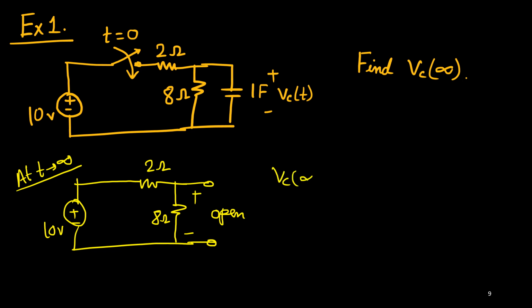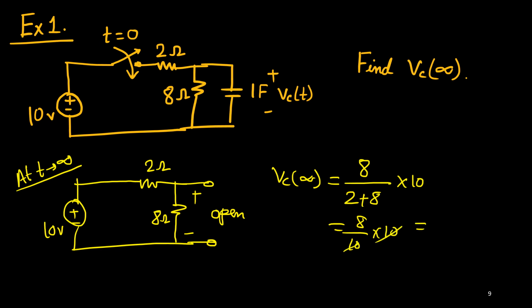So Vc infinity will be, now it is a potential divider circuit, a series circuit, 2 ohm and 8 ohm are in series. So across 8 ohm it is 8 upon 2 plus 8 multiplied by 10 volt. So you'll get 8 by 10 times 10, the 10 cancels out. So it's 8 volt.